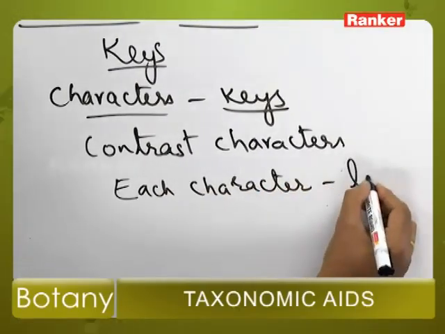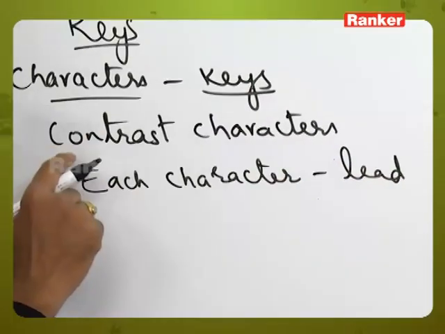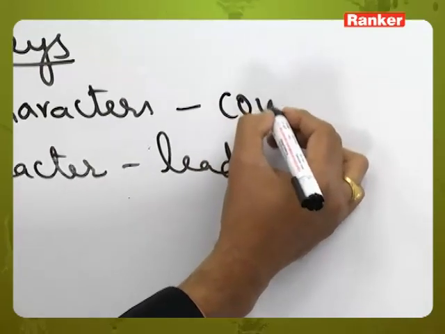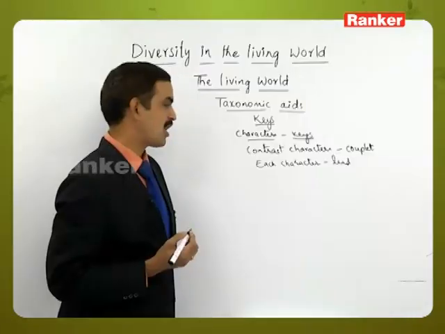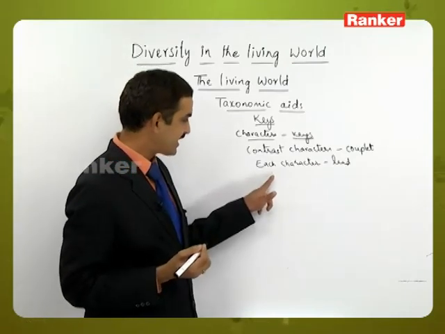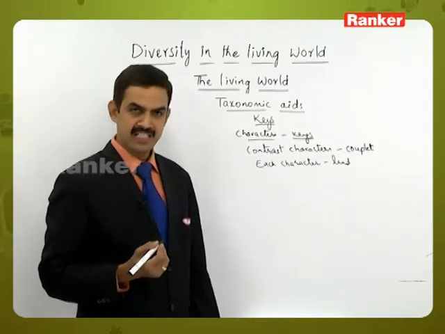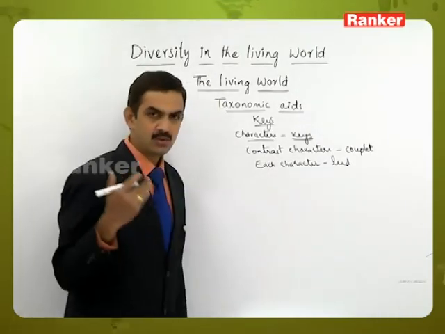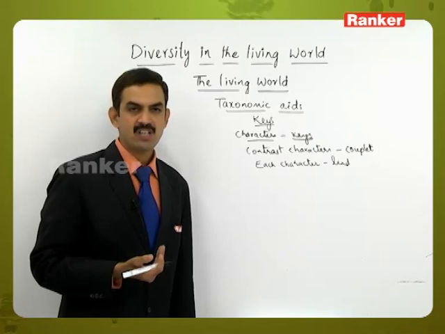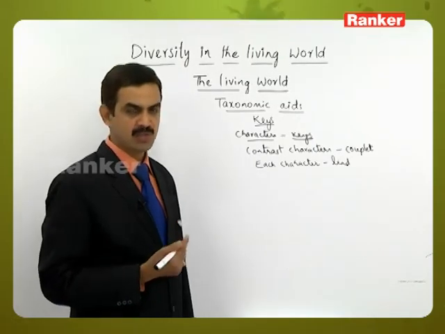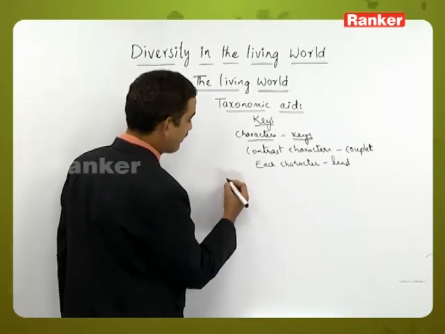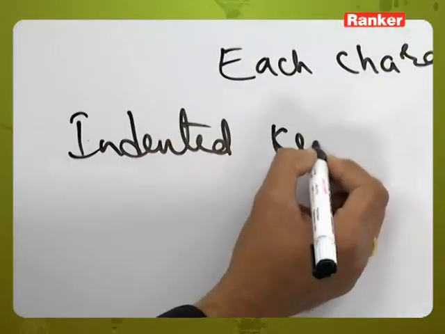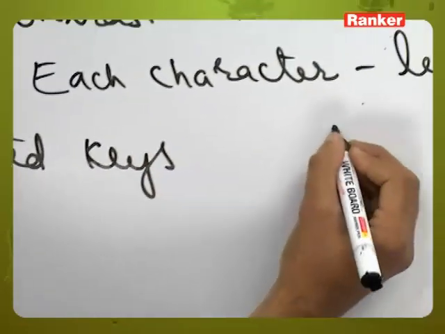Each character is called a lead, and both the contrasting characters in the key are called a couplet. Each character of that couplet is called a lead. Out of these two leads, one will be related to that plant species and the other will be the opposite character of that plant species. And there are two types of keys: one is called indented keys and the other is called bracketed keys.